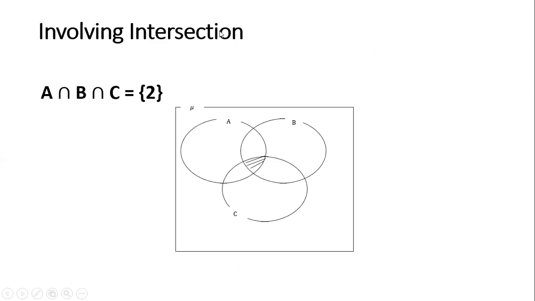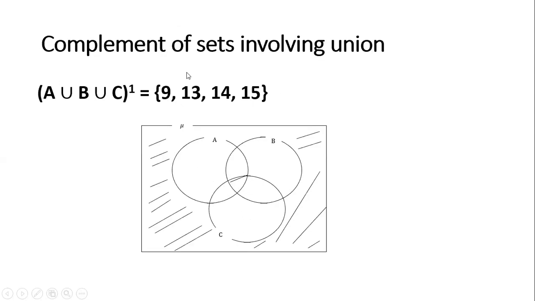Next one is the intersection of the three sets, A intersection B intersection C. How do we illustrate that? The element found in A and C, and B and C, and that's the element found here. That's why that portion is shaded, and the element found there is 2.